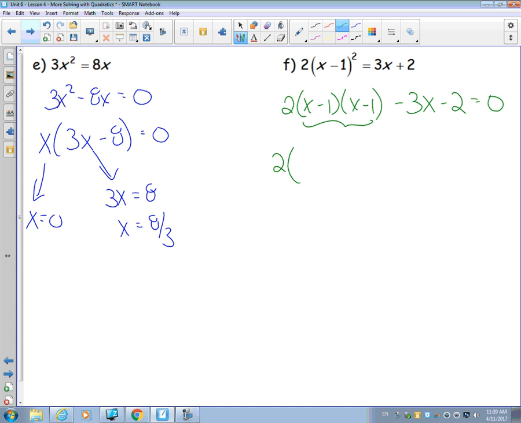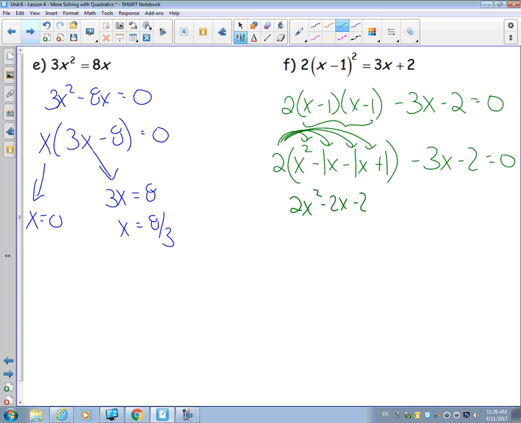So, it keeps the 2 out front, and x times x is x squared, minus 1x plus 1. The stuff outside the bracket is still out there. We're now going to distribute, so it times everything by 2 inside. So 2x squared minus 2x plus 2 minus 3x. And now we can collect. So I got 2x squared minus 7x, and the 2 and the minus 2 cancel each other out. So it's equal to 0 now.